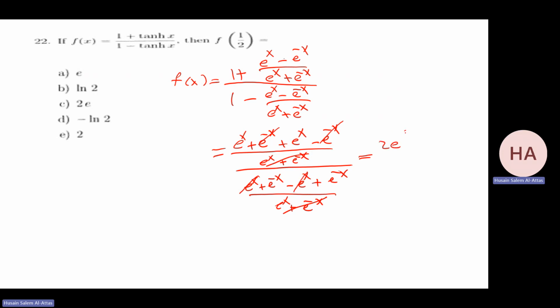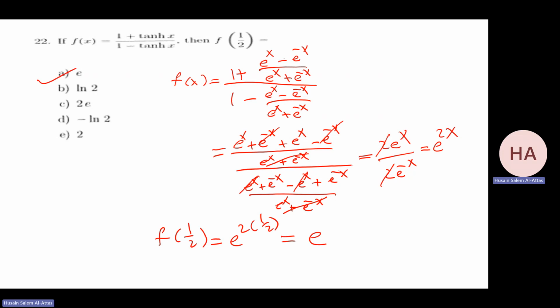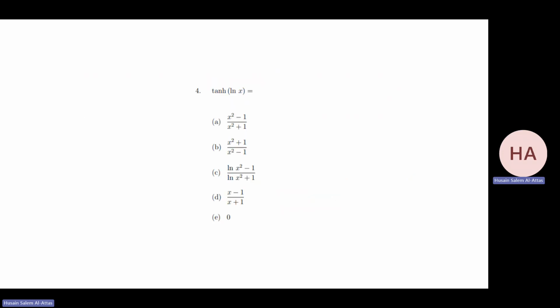So I have 2e^x over 2e^(−x). So that will be 2 cancelled. I have e^(2x). So it will be f at half. It will be e to the power 2 times half. That will be e to the power 1, which is e. Calculation, nothing is there. I think we did this before. Let me do it quickly.